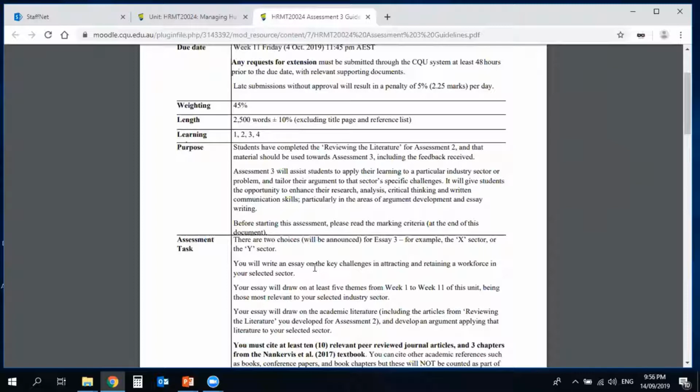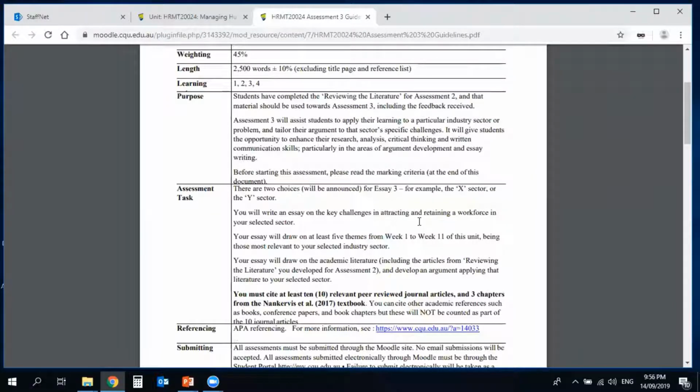So what is that essay about? There are two choices that I have already mentioned, that this term we are using either education or financial services. By that time you have finished your assessment 2, meaning you know which sector you're working for, and continuing with that particular sector, you're going to write an essay on the key challenges in attracting and retaining workforce within that particular sector.